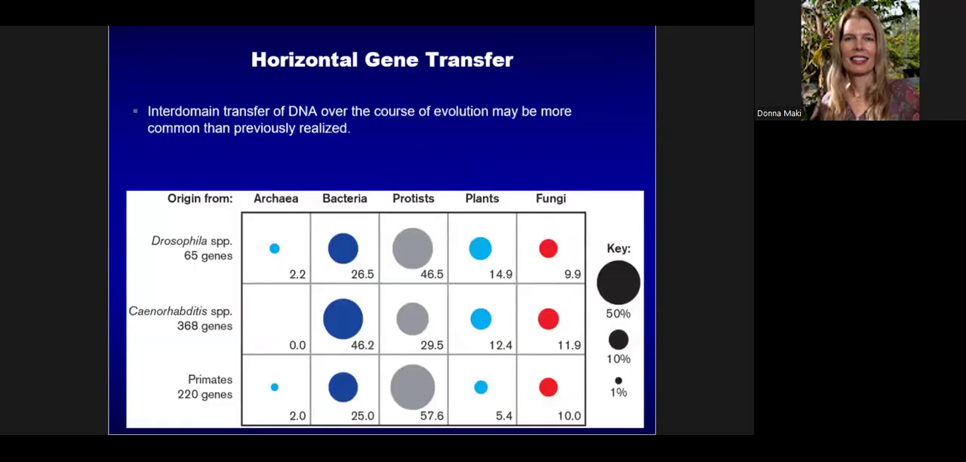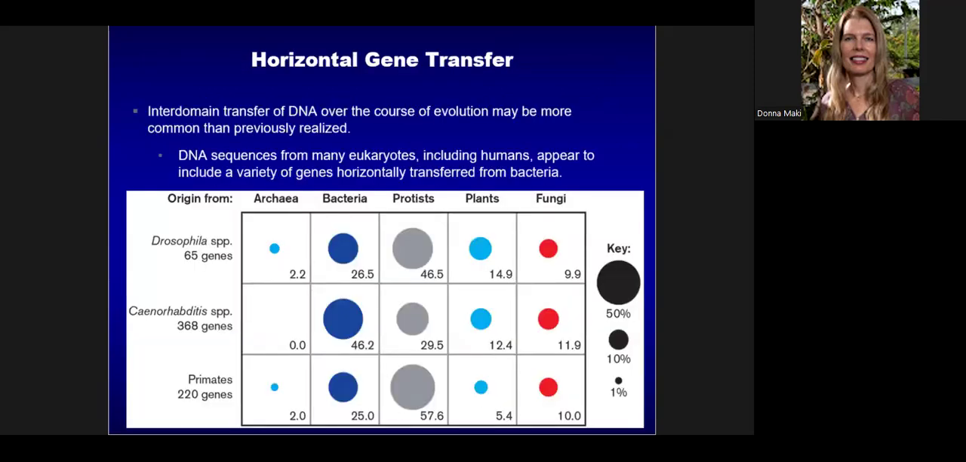So here's an interesting graphic where they're looking at interdomain transfer of DNA over the course of evolution. Here, the bigger the circle means there are more genes. DNA sequences from many eukaryotes, including us, appear to include a variety of genes that are horizontally transferred from bacteria. So you have the origin archaea DNA, bacteria, right? And you can see Drosophila has 65 genes that come from bacteria, and look all the way to primates, 220 genes.